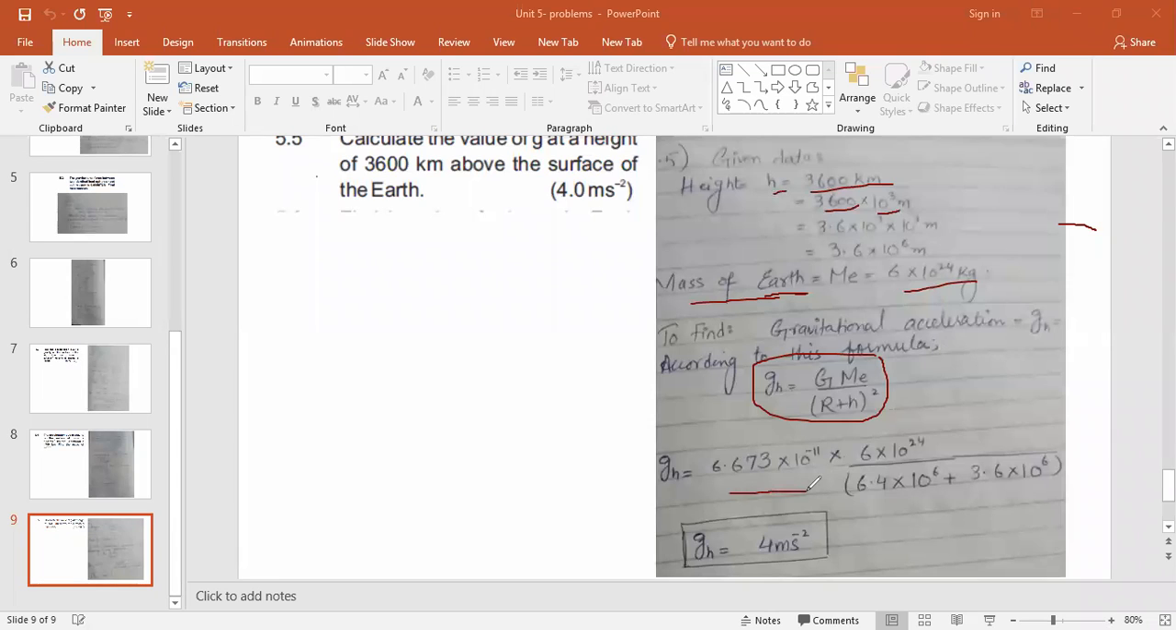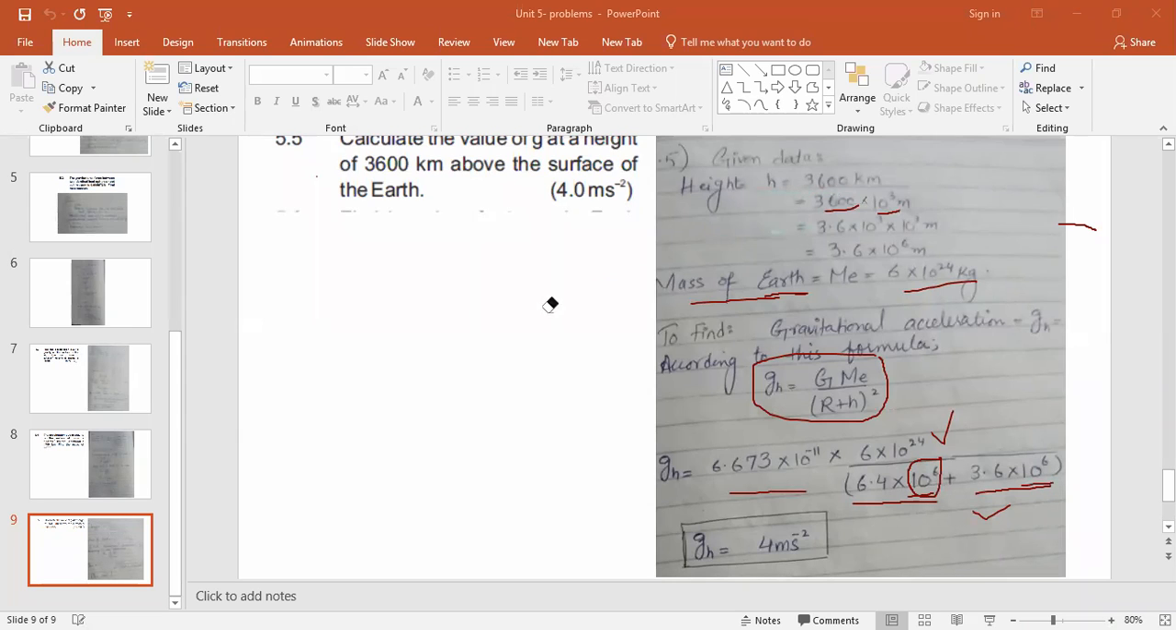So just substitute the values and we will get the answer, which is equal to 6 into 10 raised to power 24 by (6.4 into 10 raised to power 6 plus 3.6 into 10 raised to power 6) whole square. You add the denominator first, then just divide, and you get the answer 4 meter per second square. One student is asking why I'm changing all the parameters into 10 raised to power 6. Because when you do the calculation, it will be easy for you, right? See, 6.4 into 10 raised to power 6 plus 3.6 into 10 raised to power 6, you can easily add them, because these powers of 10 are the same. So that's why I'm changing.